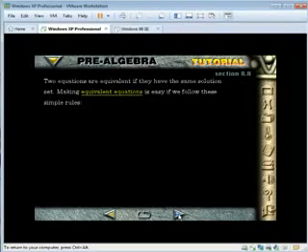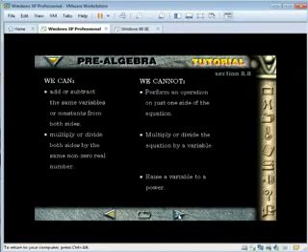Making equivalent equations is easy if we follow these simple rules. We can add or subtract the same variables or constants from both sides. Multiply or divide both sides by the same non-zero real number. We cannot perform an operation on just one side of the equation. Multiply or divide the equation by a variable. Raise a variable to a power.